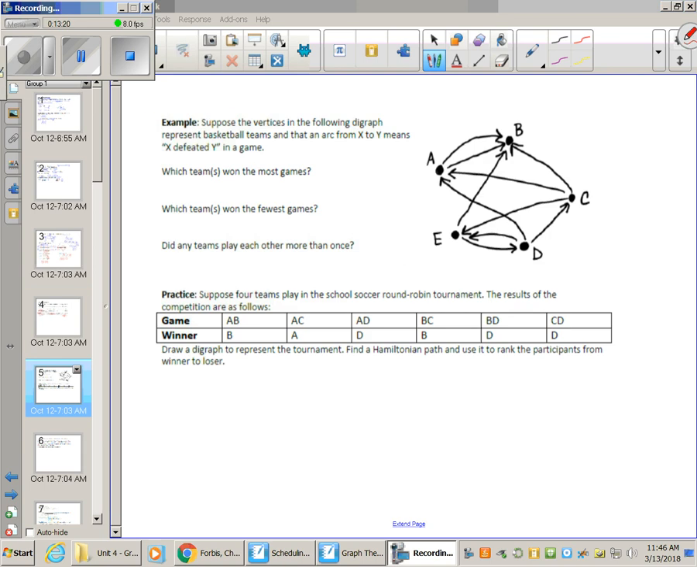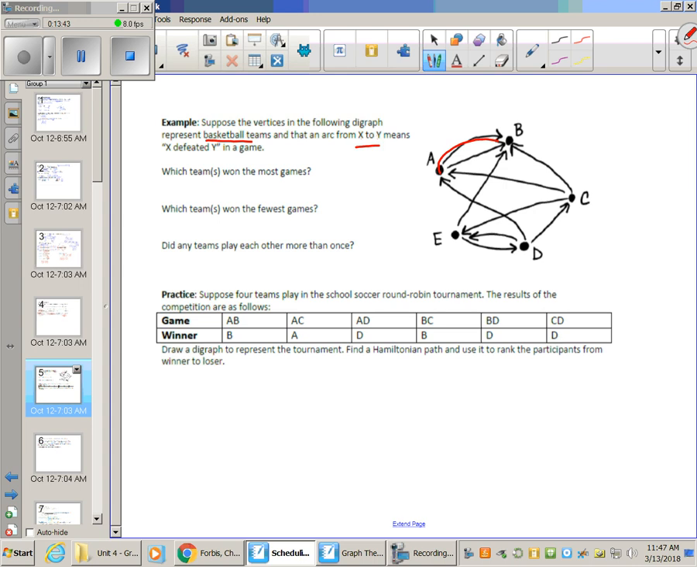So let's do a couple examples of digraphs, going back to that tournament application. Suppose the vertices in the following digraph represent basketball teams, and an arc from X to Y means that X defeated Y in a game. Like this arc right here, A to B, means that A beat B. So this is a way to visually represent how the results in these basketball games happened.